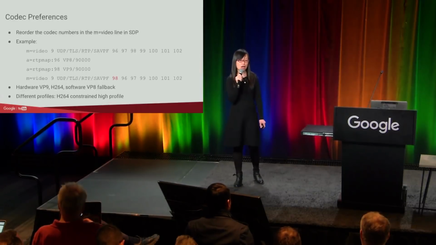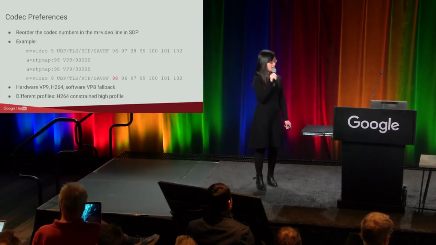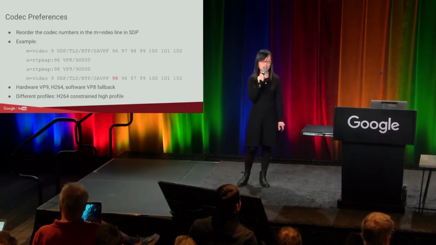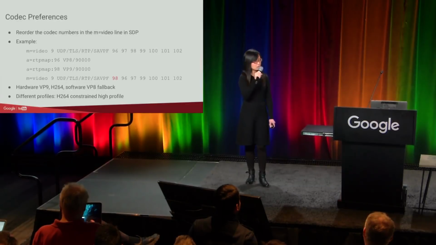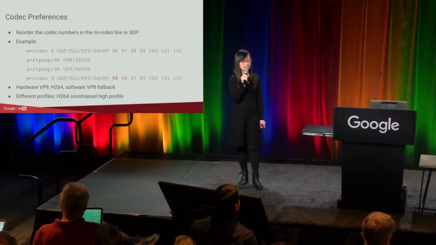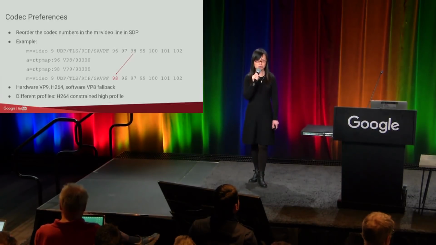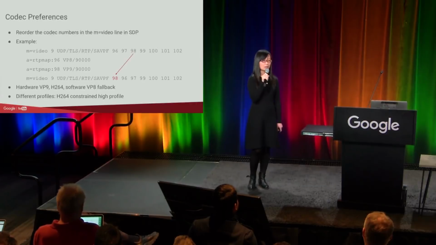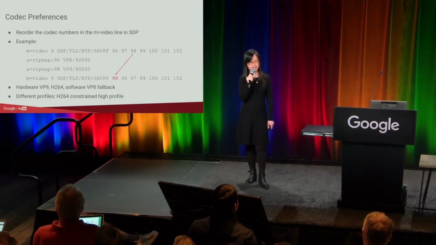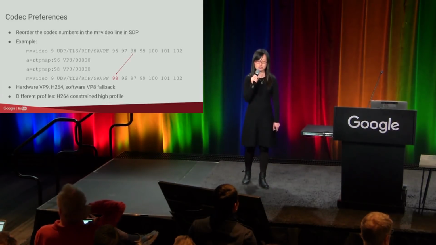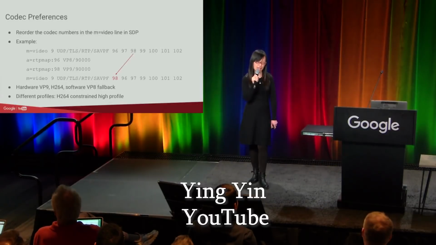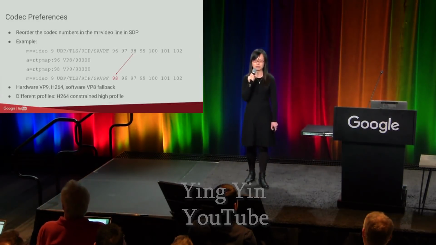On the client side, we can also change the codec preferences. In the SDP that's sent through the handshake, there is a media video line that has a list of numbers that correspond to codecs. For example, here, 96 corresponds to VP8 and 98 corresponds to VP9. So if you move 98 to the front, then WebRTC will prefer to use VP9 instead of VP8. And we found that hardware VP9 and H.264 perform better than VP8, so we use VP8 as a software fallback. Also, H.264 can have different profiles. For example, the constrained high profile has better quality than baseline, and by default, it is ordered in front of the baseline profile in SDP.